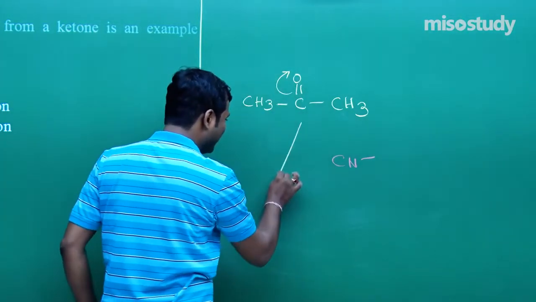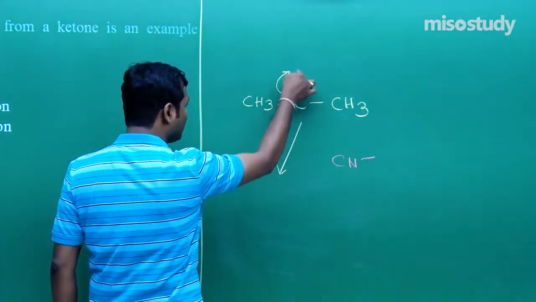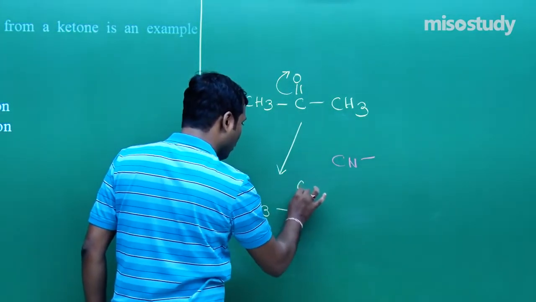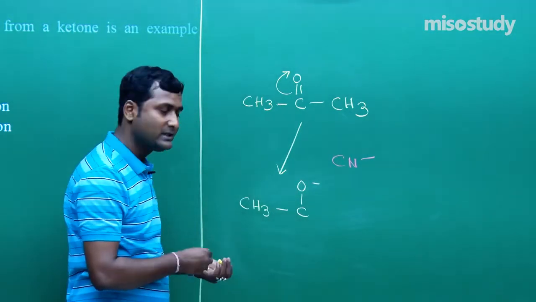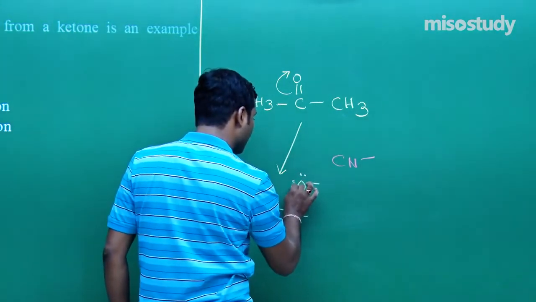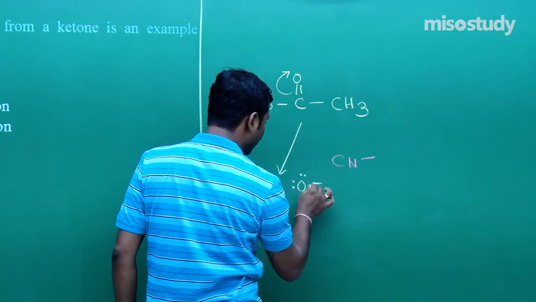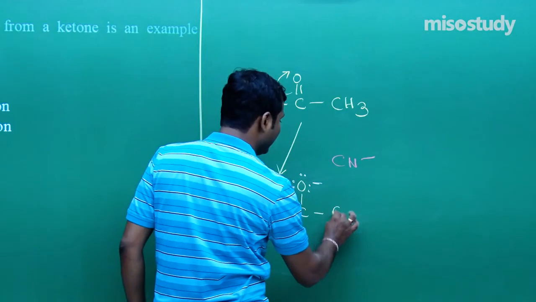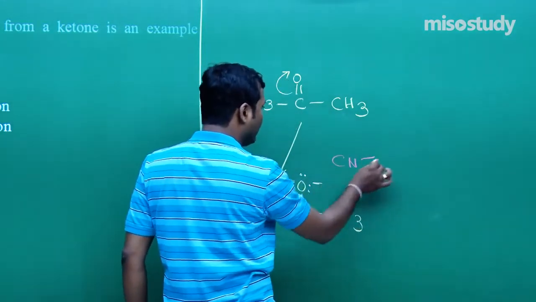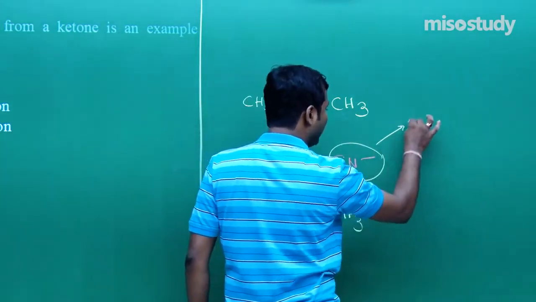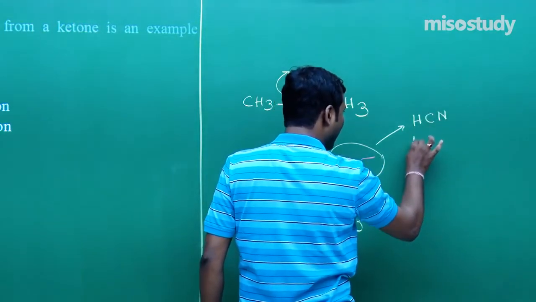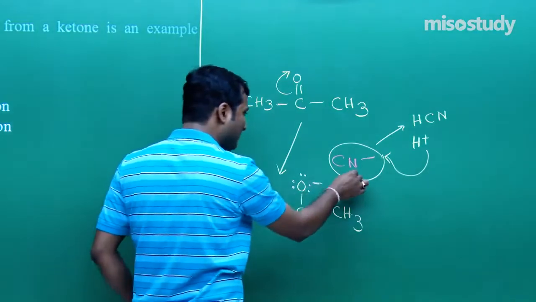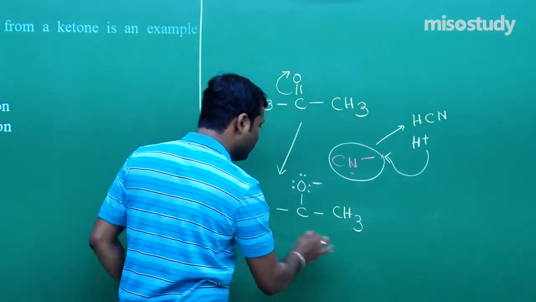Now check the things very carefully. If this moves here, it can be written like this, CH3O minus. Am I right? Yes, sir. And when treated with HCN, it gives you H plus and CN minus here. Now, this CN minus is the nucleophile.